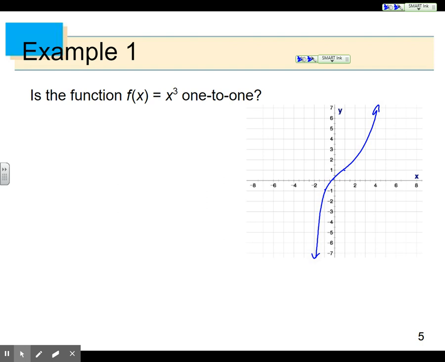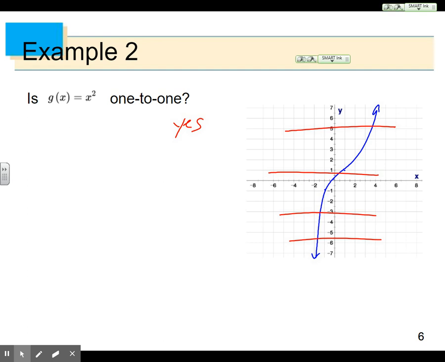Okay, so let's look at my x cubed function. This is my good old snake on a plane right here. I know it's going to be one-to-one because I can draw a horizontal line anywhere and it only intersects the graph in at most one spot. So is this one-to-one? Yes. Every single x value has a different y value, and none of my y values are being shared by different x values.